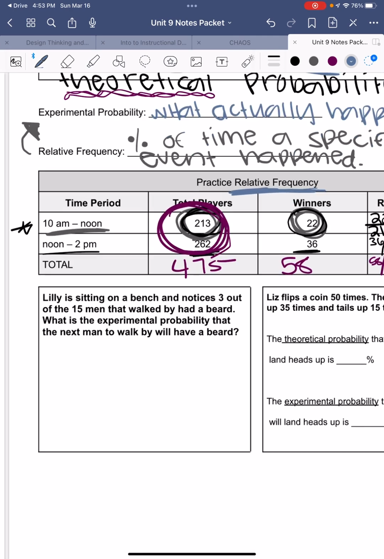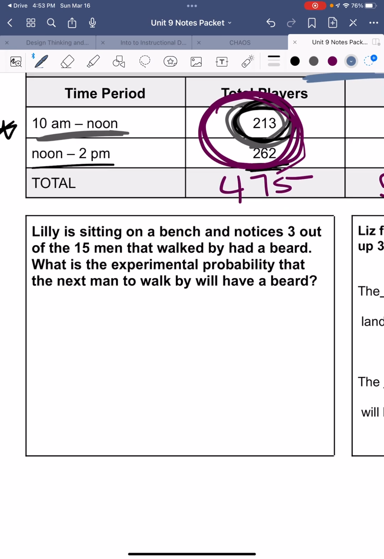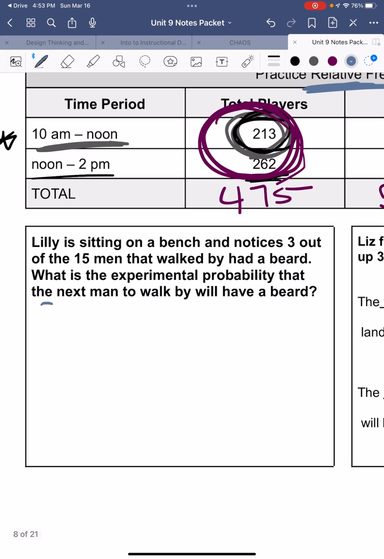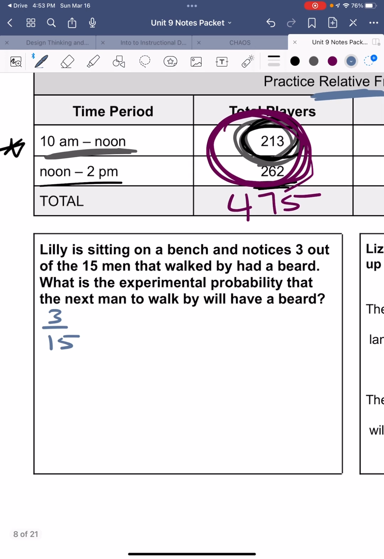So this first one says, Lily is sitting on a bench and notices that 3 out of the 15 men that walked by had a beard. So 15 men walked by her, 3 had a beard. So we want to find the experimental probability that the next man to walk by her has a beard.